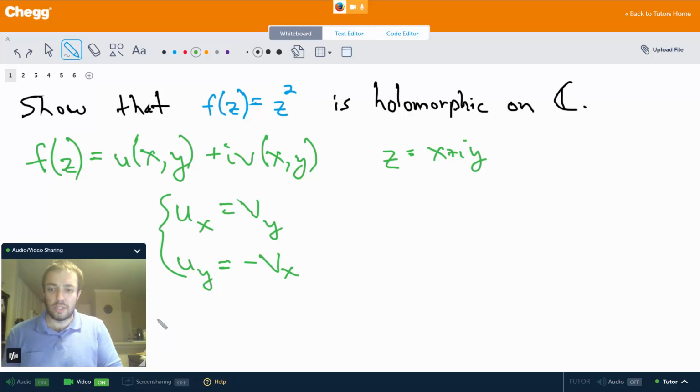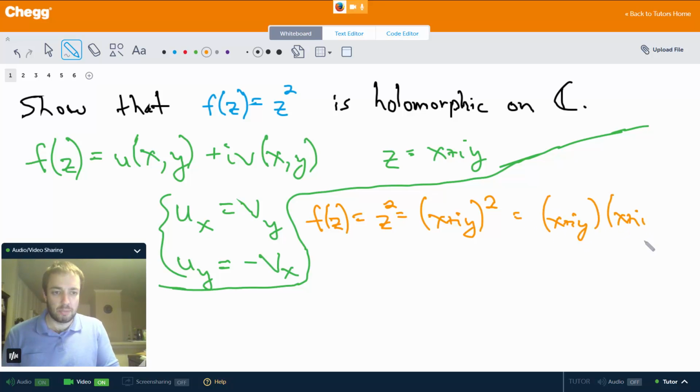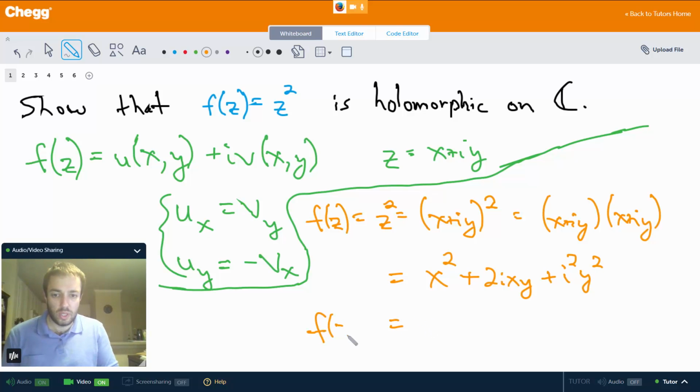So I'll set aside some space here. All right, and then let's say if z equals x plus iy, then f of z is z squared, which is x plus iy squared, which remember means x plus iy times x plus iy. So we want to FOIL, and when we FOIL, we're going to get x squared plus 2ixy plus i squared y squared, which means f of z is equal to x squared minus y squared, because i squared is negative 1, so this becomes minus y squared.